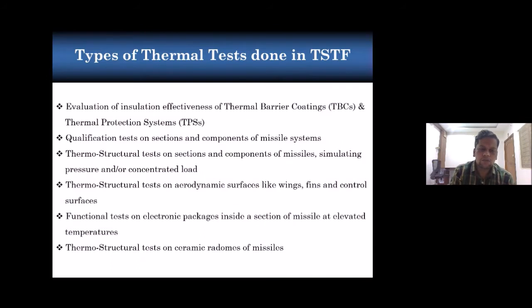Apart from this, we do qualification tests on all missile systems, which involve structural loading and heating, differential pressurization and heating, and thermostructural testing of wings, fins, and control surfaces with actuation, along with functional tests on various electronic packages and antenna performance, everything online with heating. Recently we are also conducting thermostructural tests on ceramic radomes. Since these ceramic radomes are highly brittle in nature, we have developed a separate facility, with proper care, for thermostructural testing of ceramic radomes.